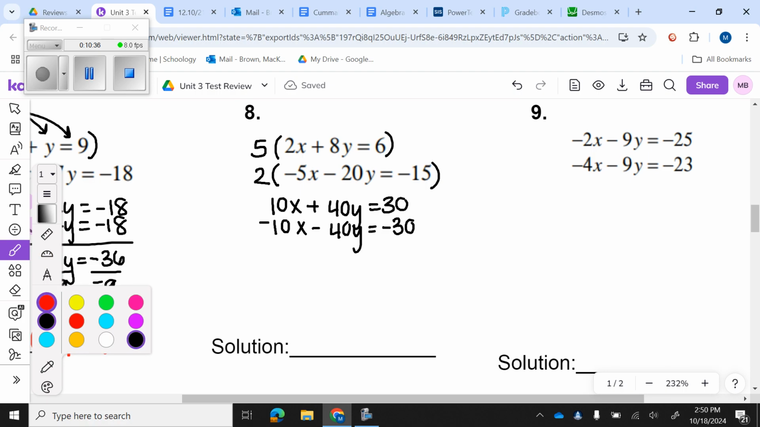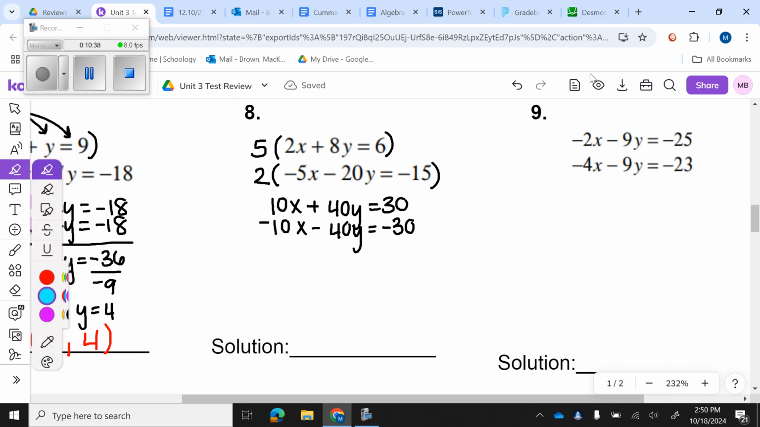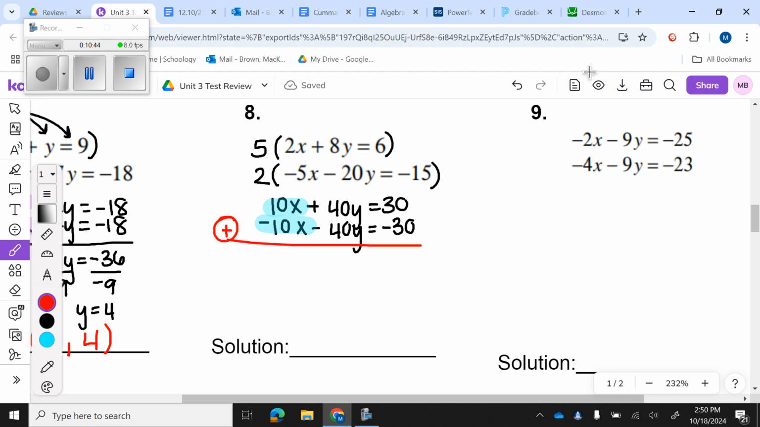Okay? You're going to check that you have two things that have the same coefficient but opposite signs, which I'm good, which means I can come in and add to eliminate. Okay? Well, 10x plus negative 10x, that cancels. I got 0. 40 plus negative 40, oh, well, that also cancels, gives me 0. And 30 plus negative 30 also cancels and gives me 0. I've got 0 equals 0, which is a true statement. So this right here would be infinite solutions.